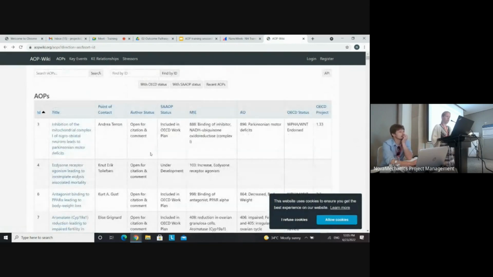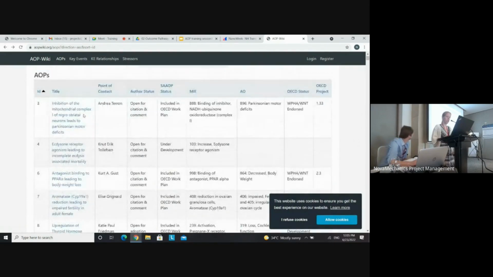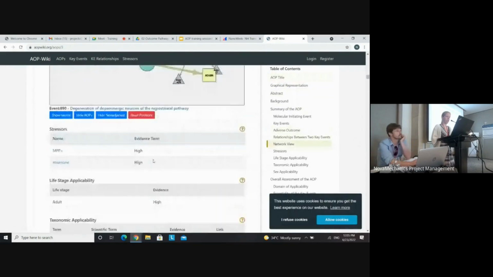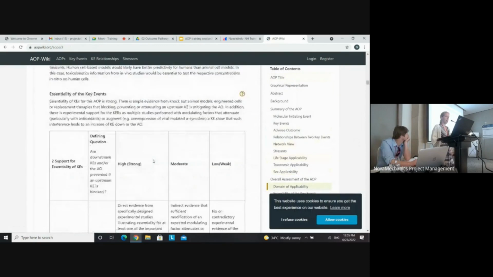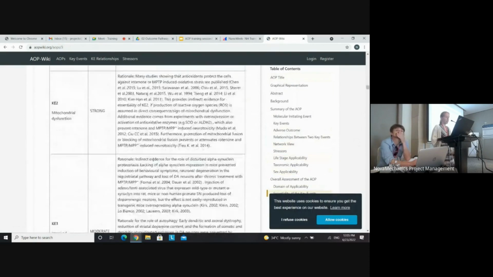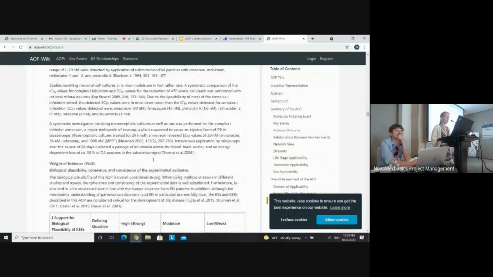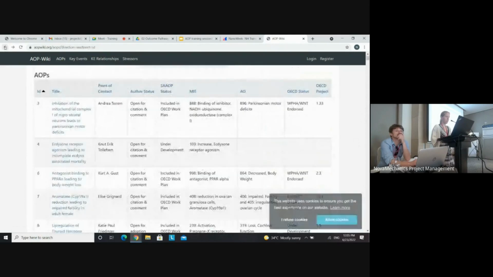Just to briefly give you one that is fully endorsed, we can take this one. And here you can see, if we scroll down, the overall assessment. So here it's listed, and they have its essentiality, and yeah, it's a lot of work to get it fully endorsed, and it takes a lot of time.